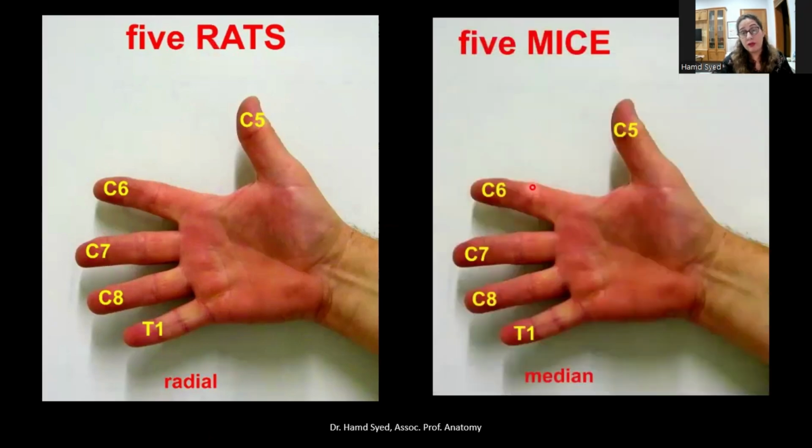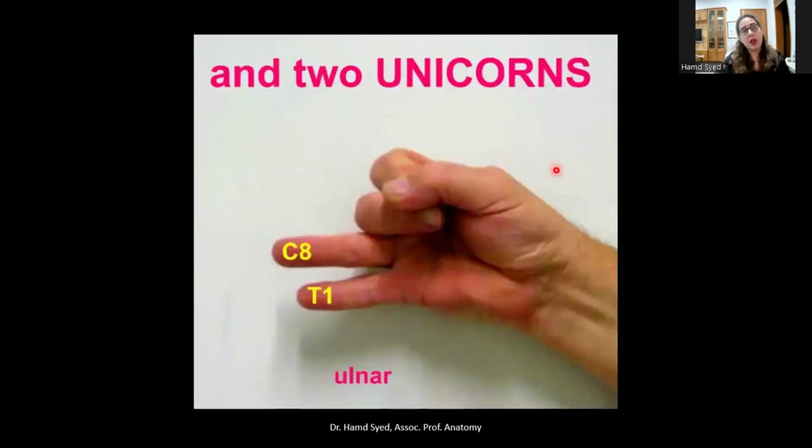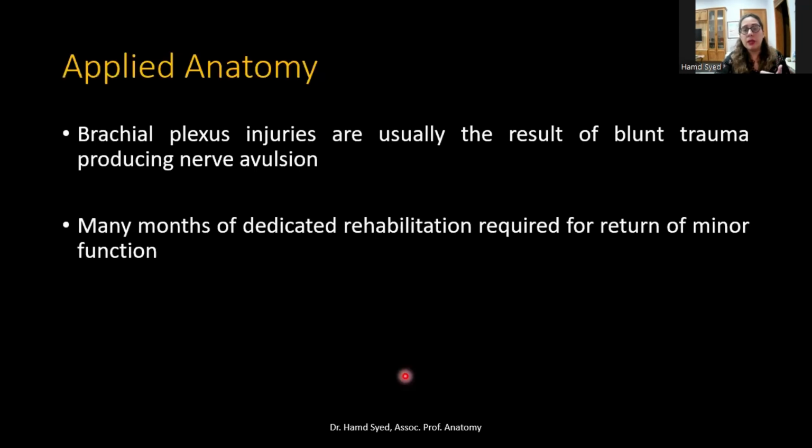And then the 5 mice. Again, the 5 roots will be for M, for median nerve. But keep in mind, this can also be 4 mice because the 5th might or might not contribute to the root value of the median nerve. And then the 2 unicorns. Here you've got the unicorn shape of the hand, and C8 and T1, these 2 fingers will be standing out. So C8, T1 are representing the root value of the ulnar nerve. This is how you can remember the root value of these nerves.